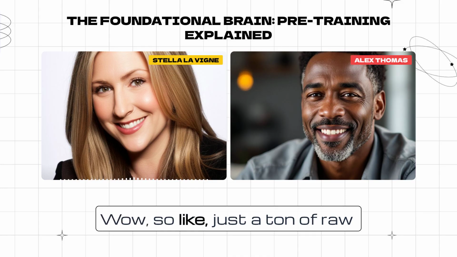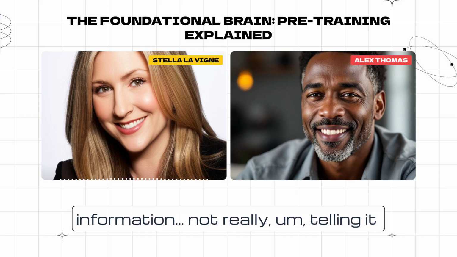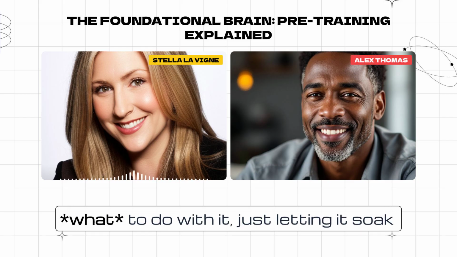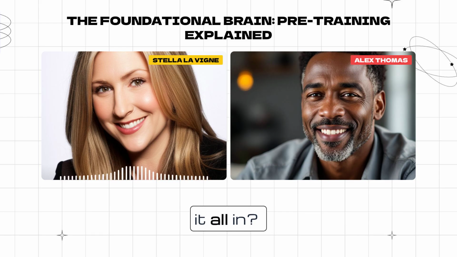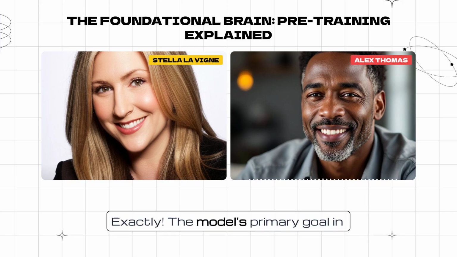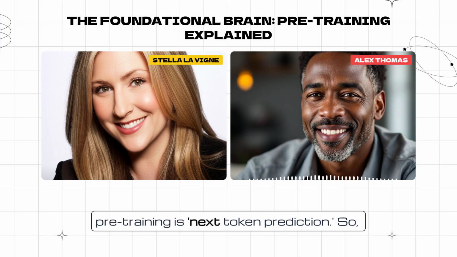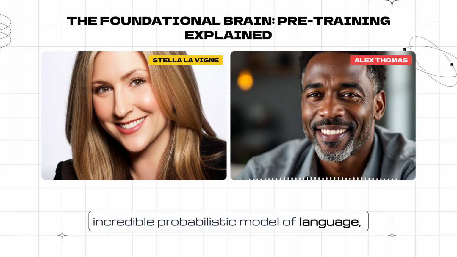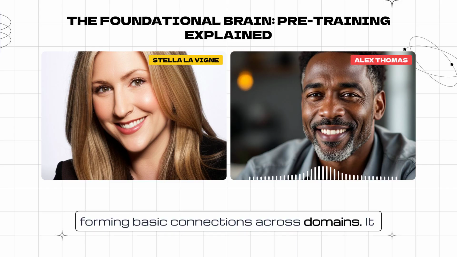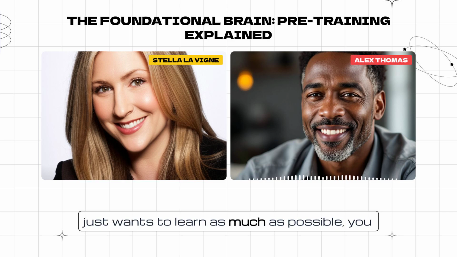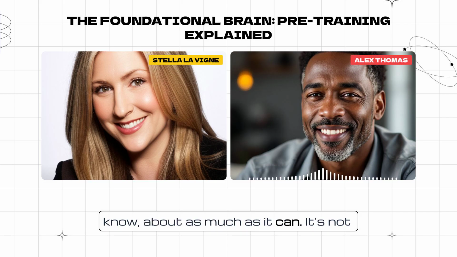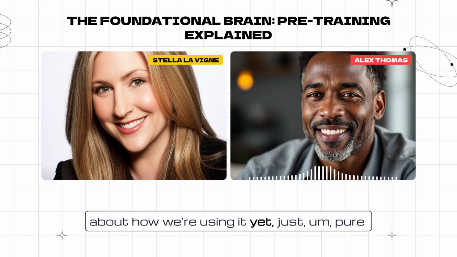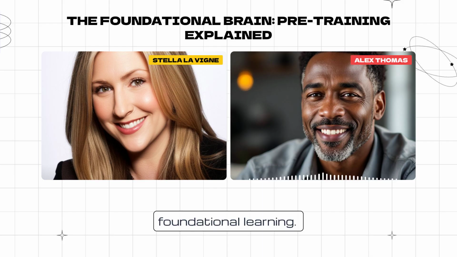Wow. So just a ton of raw information, not really telling it what to do with it, just letting it soak it all in? Exactly. The model's primary goal in pre-training is next token prediction. So if it sees "the dog eats," it learns to predict "apples." It's building this incredible probabilistic model of language, forming basic connections across domains. It just wants to learn as much as it can. It's not about how we're using it yet, just pure foundational learning.